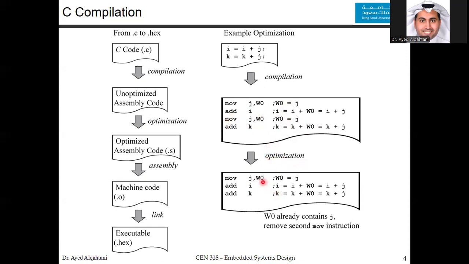That's just an example. After you have the optimized assembly code, you do the assembly, and that's the job of the assembler, where you then have the machine code, the .o code. After that, you do the linkage. You link some other libraries, and after that, you have the executable, usually in .hex. But basically, it's zeros and ones.